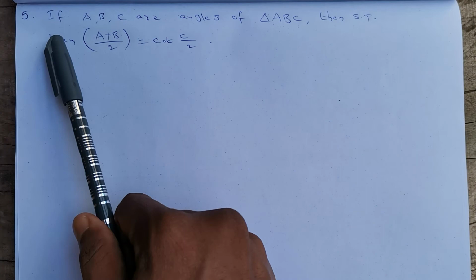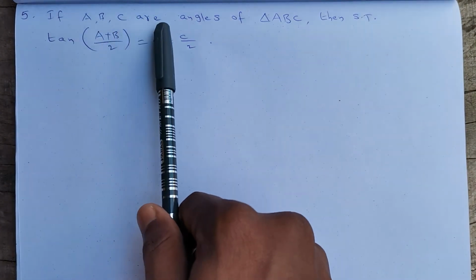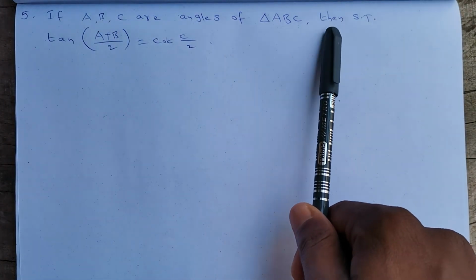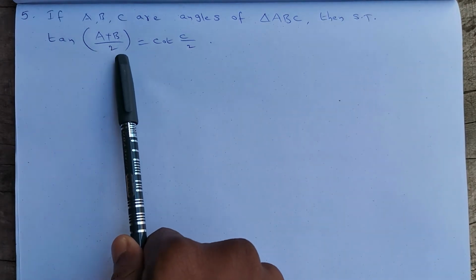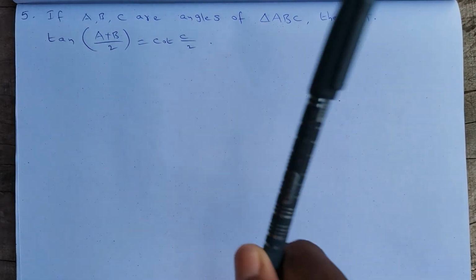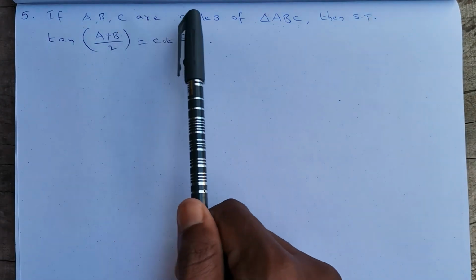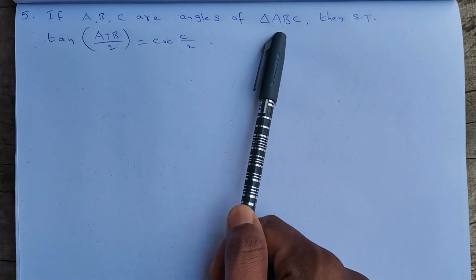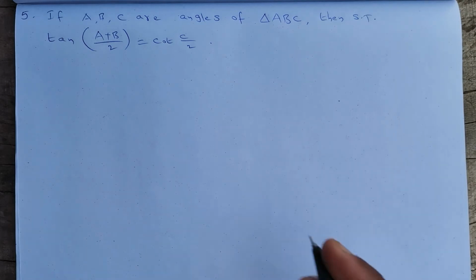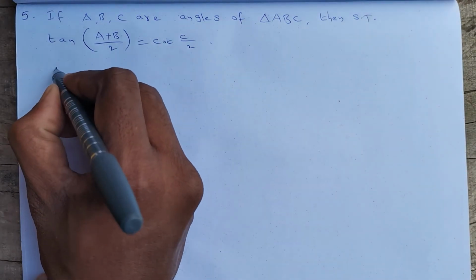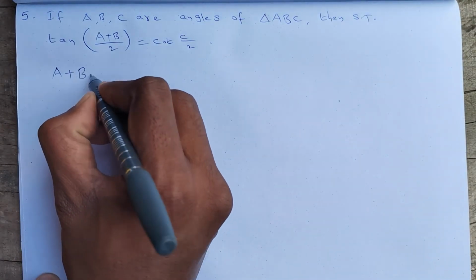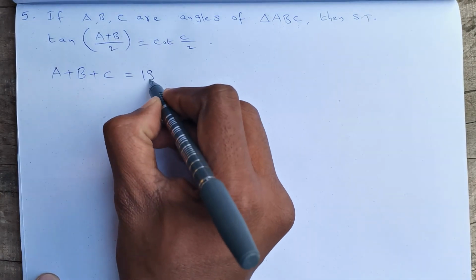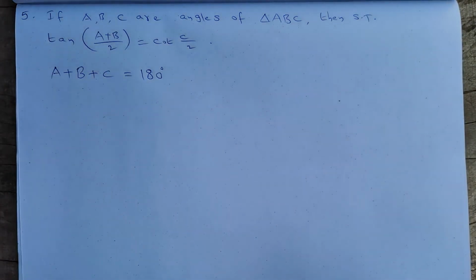Okay, the question is, if angle A, angle B, angle C are angles of triangle ABC, then show that tan of (A plus B) by 2 equals cot C by 2. He clearly mentioned A, B, C are angles of triangle ABC. So the first logic we know is that the sum of all the angles in a triangle is 180 degrees. So A plus B plus C equals 180 degrees.